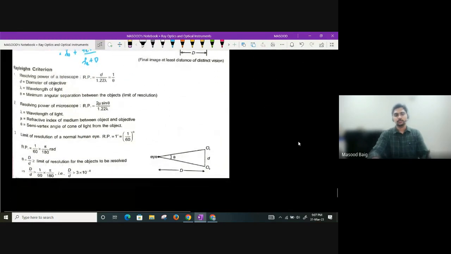So these formulae you should be aware of, and apart from that, you should also know the resolving power, guys. Basically, for a telescope, the resolving power will be given as d by 1.22 lambda. For a microscope, it is 2 mu sine theta divided by 1.22 lambda, and resolving power will always be the reciprocal of the limit of resolution. Okay, resolving power is always the reciprocal of the limit of resolution, guys. And the limit of resolution for the human eye will be 1 minute.